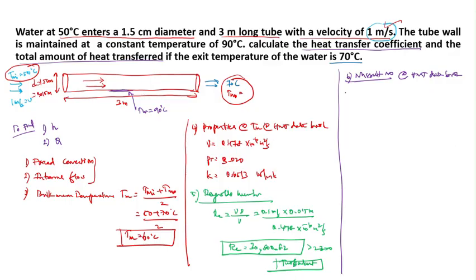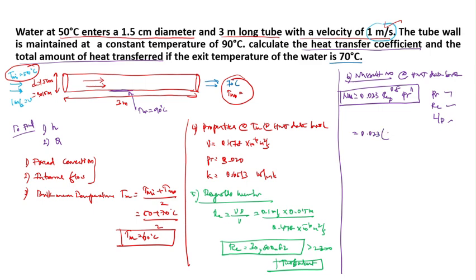That is, Nu is equal to 0.023 Re_D to the power 0.8 and Prandtl number to the power n. This formula is taken after satisfying these three conditions: one is the Prandtl number, the next is the Reynolds number, and the third is L by D. These three conditions are satisfied, so we take this equation. Now we substitute the values in the Nusselt number equation.